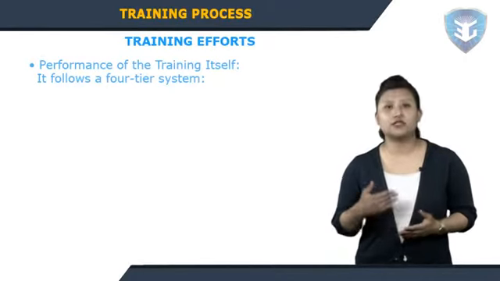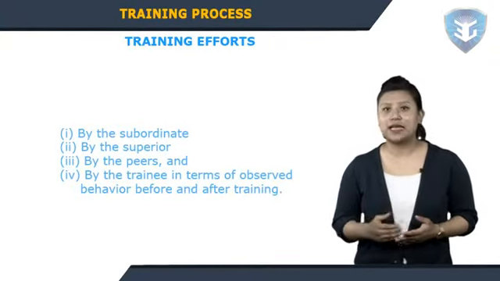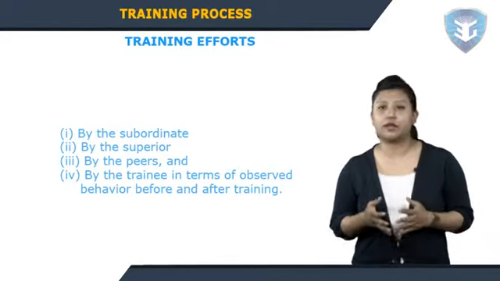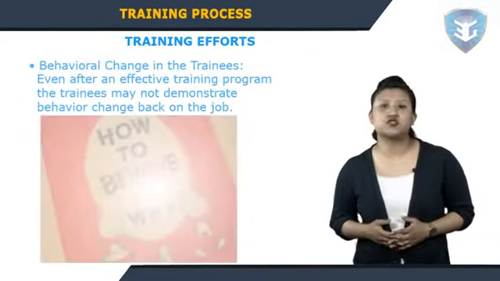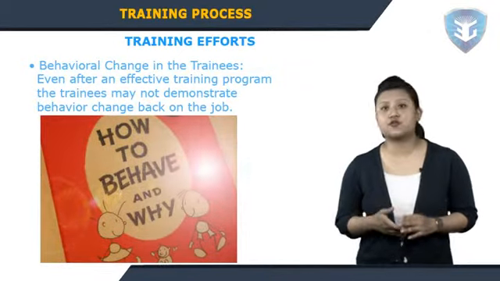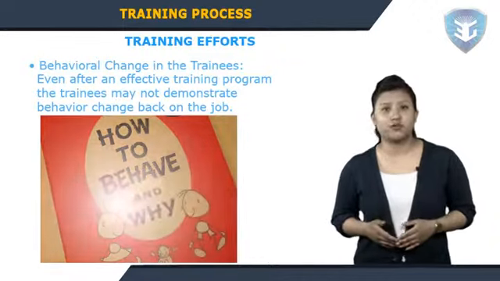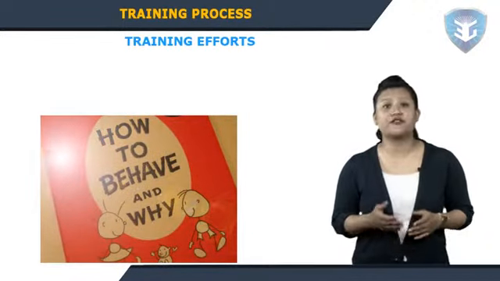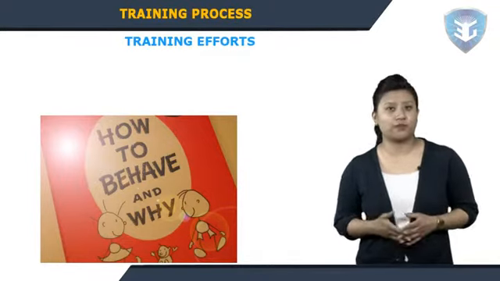It follows a four-tier system: by the subordinate, by the superior, by the peers, and by the trainee in terms of observed behavior before and after the training. Behavioral change in the trainees. Even after an effective training program, the trainees may not demonstrate behavior change back on the job. Transfer of training refers to the effective application of principles learned to what is required on the job.